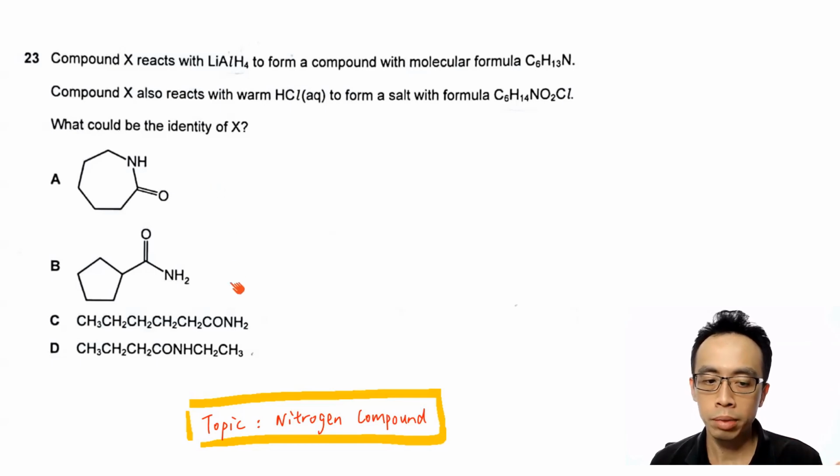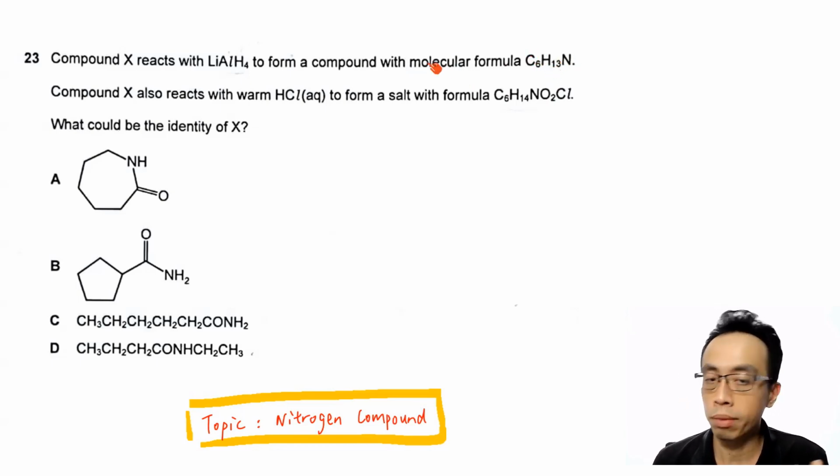We have four options A, B, C, D. All the functional groups here involve the amide functional group. So we will have to consider the reaction of each of these options with lithium aluminum hydride, to see whether the molecular formula is consistent with what is given in the question. Ideally, we will be able to eliminate some options, and for the remaining options, we will handle the next reaction involving acidic hydrolysis with HCl to see which one of them will give this salt with this specific formula.